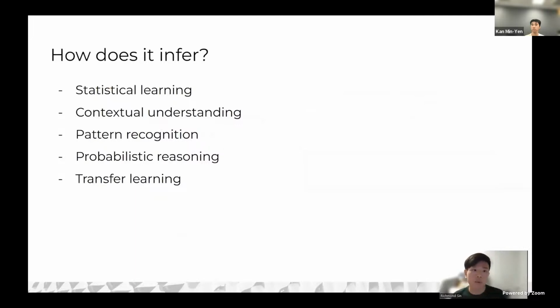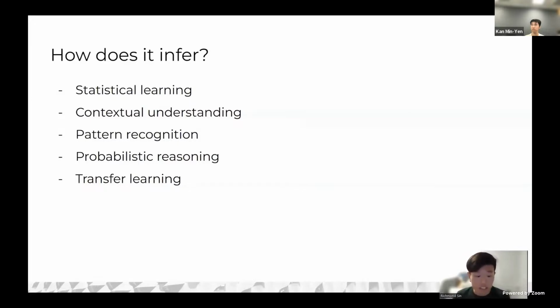So how does the model actually understand based on just zero shot learning? These are the various points on which the model understands and does its inference. For statistical learning, during pre-training, the model learns the statistical relationships between words and phrases in the text data, and it forms associations between words and understands context. For example, it learns that "water is wet" is a more common phrase than "water is dry," and it assigns higher probability to the former.